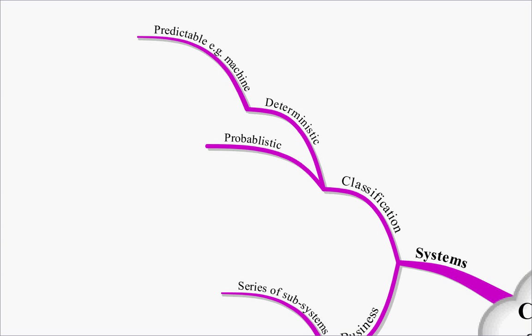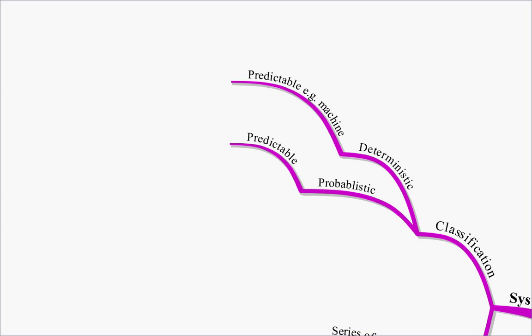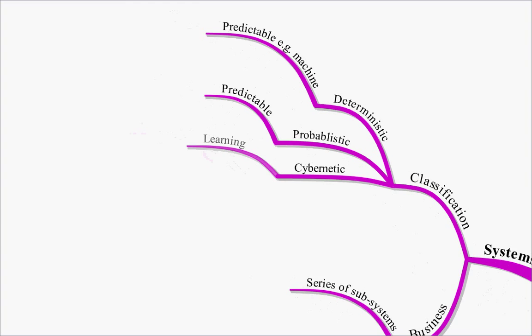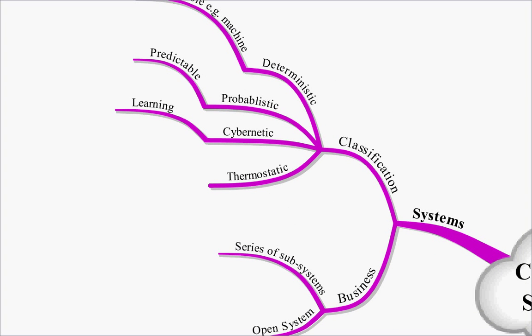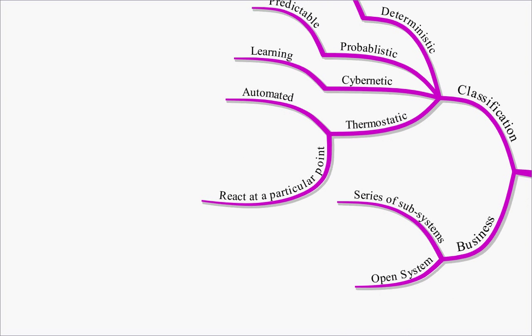Probabilistic systems, now they're similar in that they're predictable, but they won't do the same thing, it'll depend on the inputs. Cybernetic systems are systems that can learn, and thermostatic systems are automated and react at a particular point. For example, an engine turning itself off when it overheats.